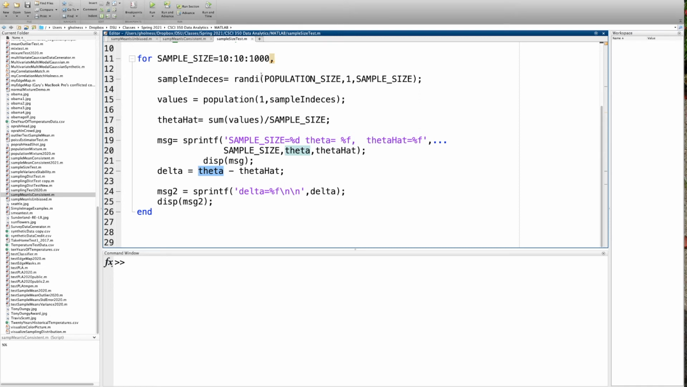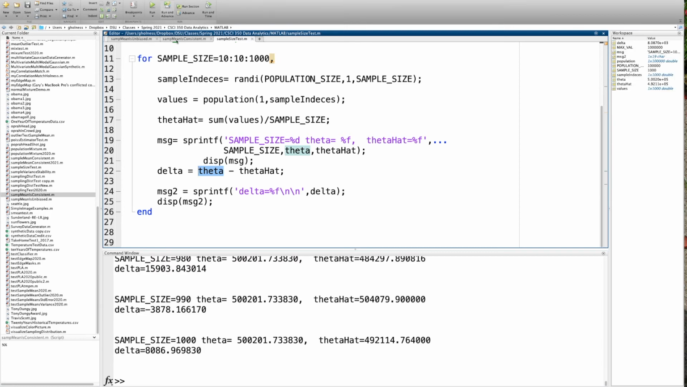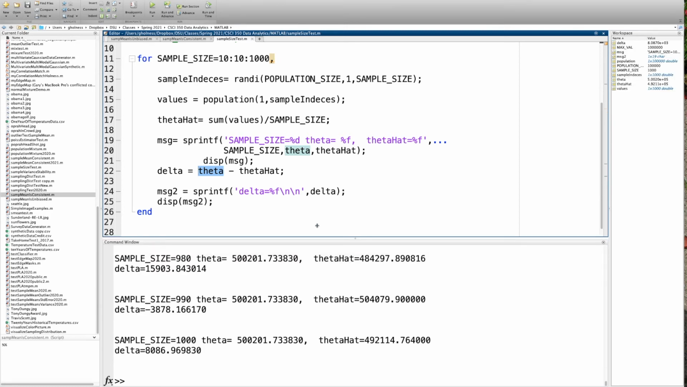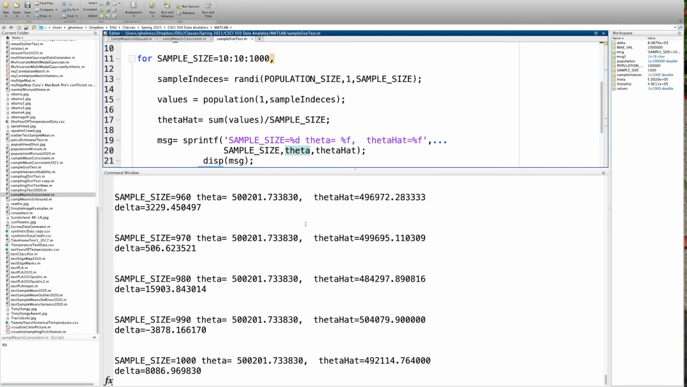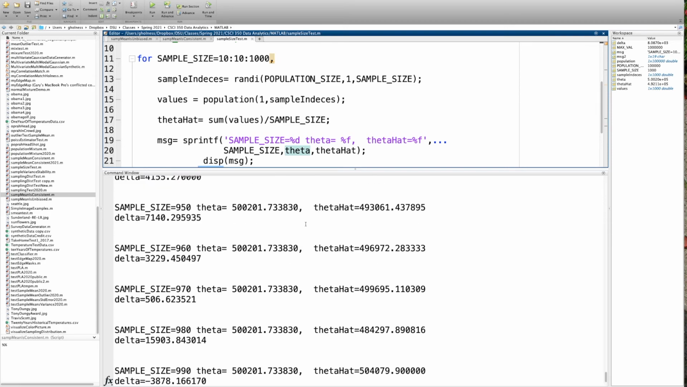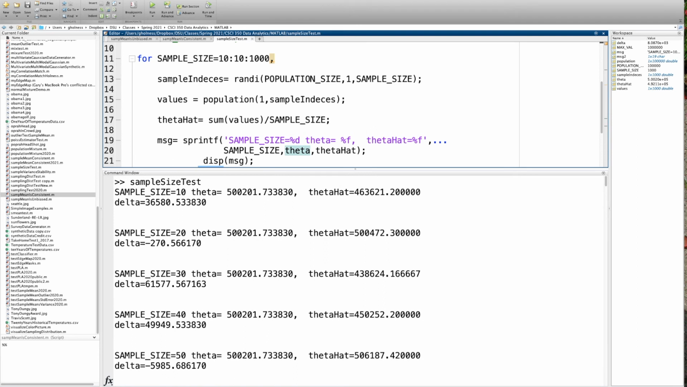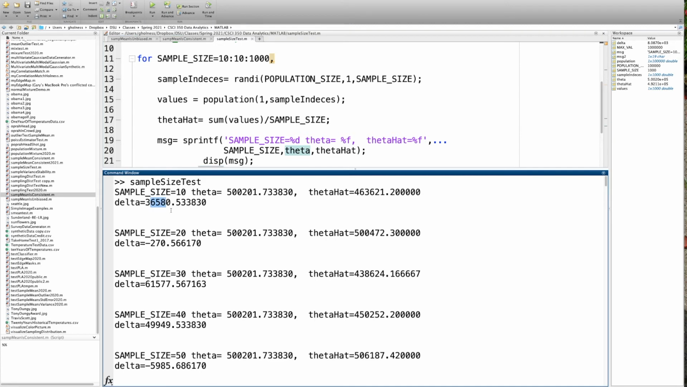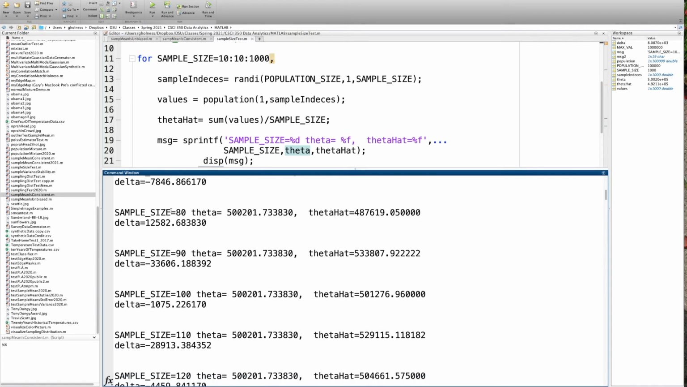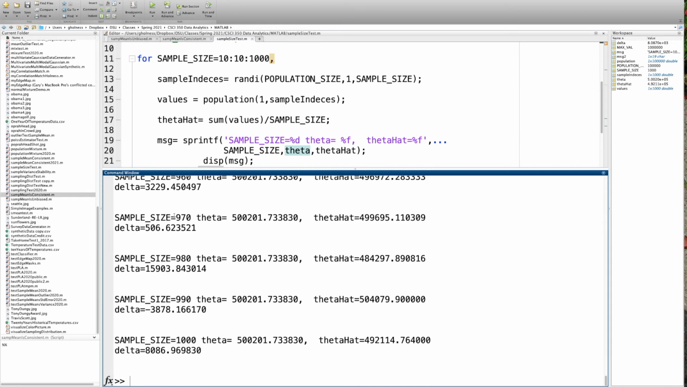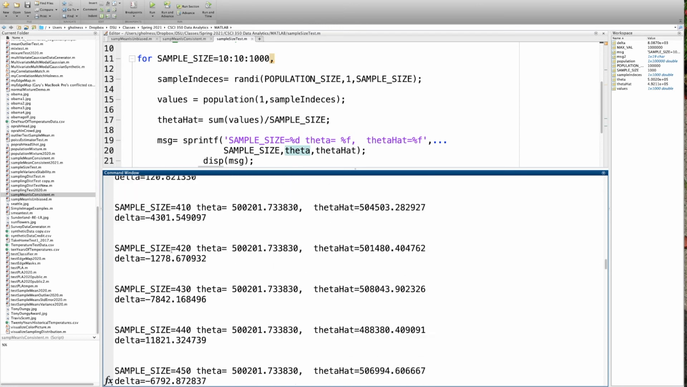So let's save this, and let's run it and see what happens. Okay, so if I do that, we see that delta, with a small sample size, gets pretty big. Let's see. So delta is 36,580, then minus 270. So as the sample size gets much, much bigger, delta on average gets smaller. And so what does this tell you?